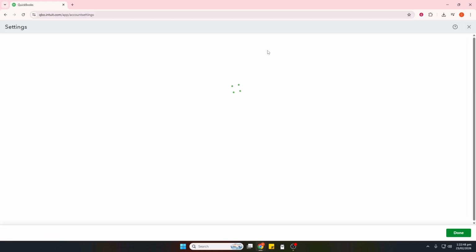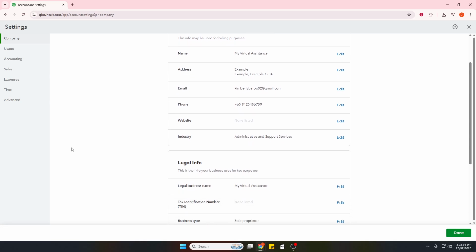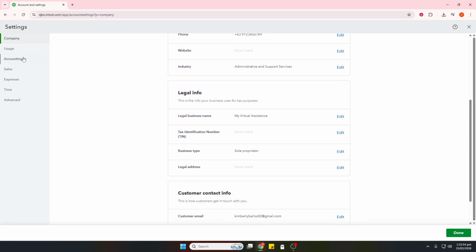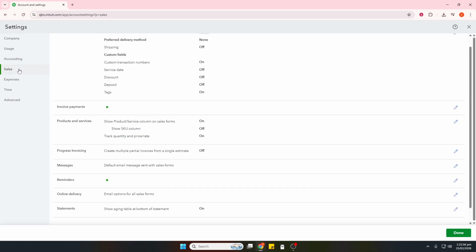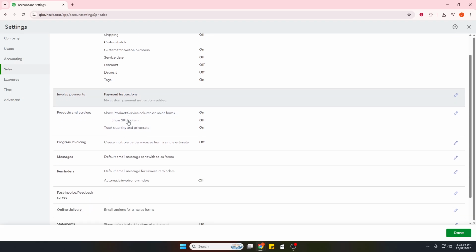QuickBooks lets you create professional invoices so you can bill customers with clarity. Add the customer, the product or service, quantities, prices, and due dates, then send it directly from QuickBooks so everything stays in one place. If you're paid on the spot, use a sales receipt instead of an invoice. It records the sale and payment in a single step.